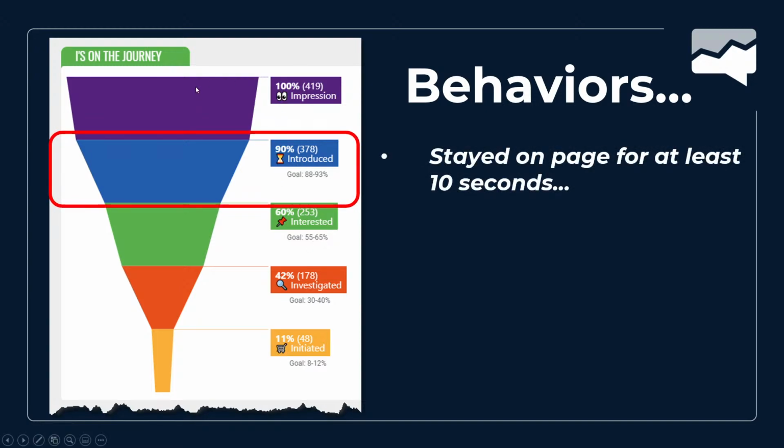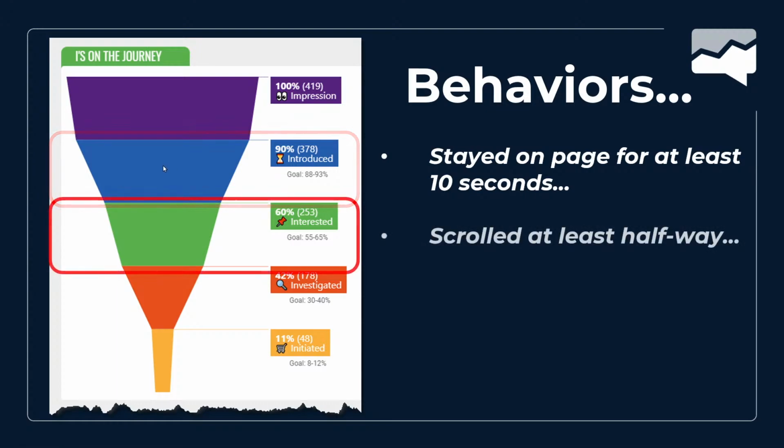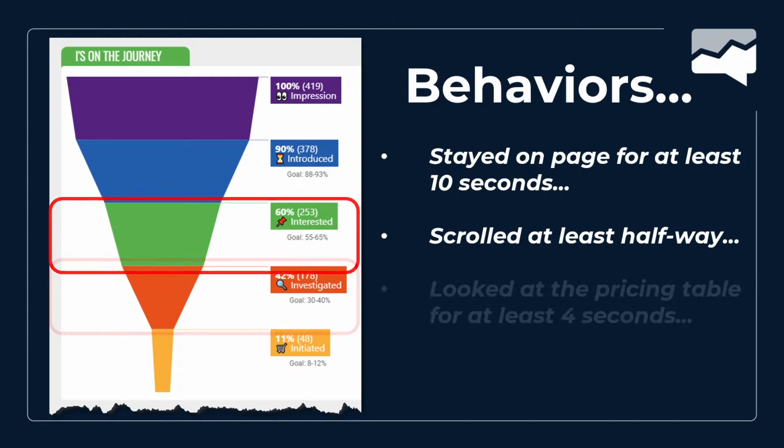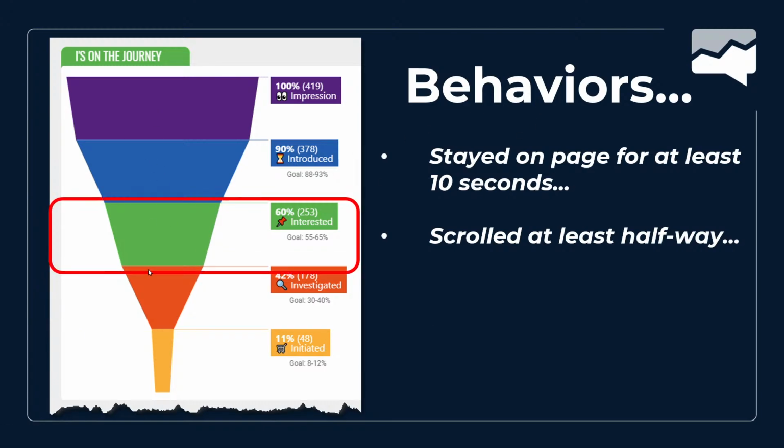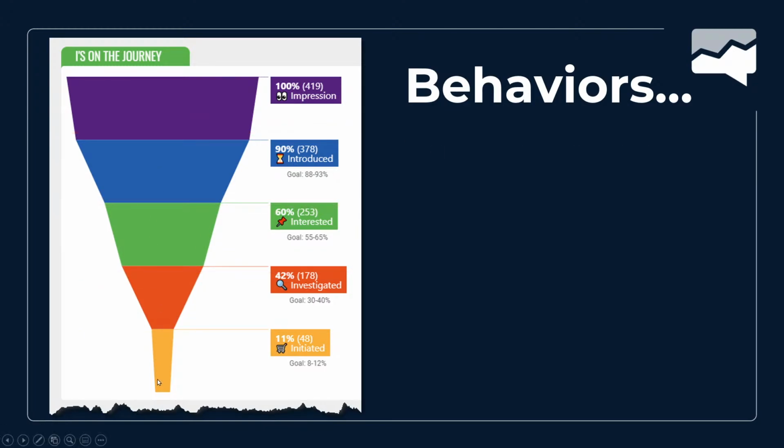But we start with impression. Then we move to introduced. How many of those were actually introduced? How many of those were interested in the copy that was there, the messaging, the sales orientation, the information, whatever it was? How many of those investigated the actual offer, meaning they actually looked at the offer, took time, and were giving us some sort of behavior? And then, of course, how many of those actually initiated? That's the final result. These other steps are the how steps. All this other stuff here is how we achieve that initiate.